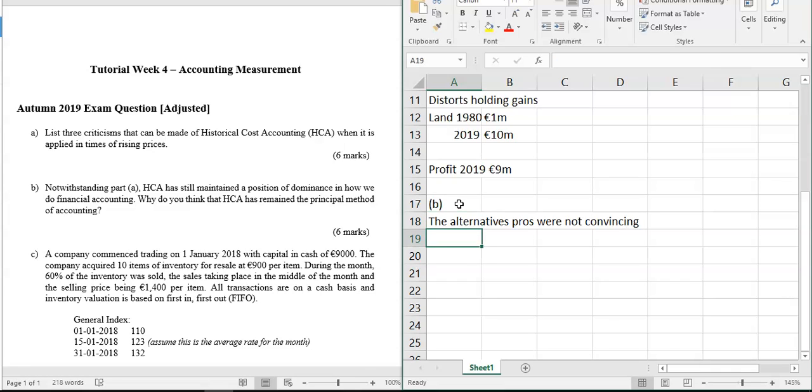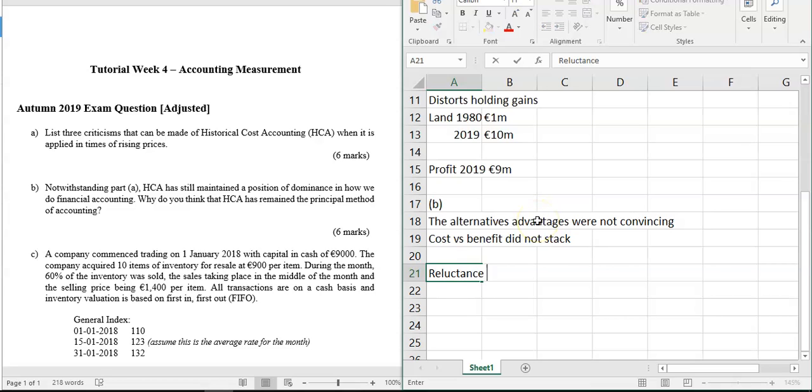So what we mean by that is the alternatives, your CPPA, your current cost accounting, we'll call them advantages. They just weren't convincing. There were still drawbacks in terms of CPPA. There were still drawbacks in terms of current cost accounting. So the cost versus benefit did not stack up. So although some people were proponents of these, it really didn't outweigh the benefits of historical cost accounting when they were looking at the alternatives.